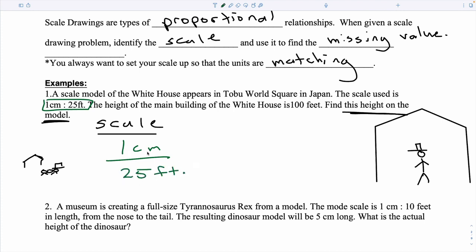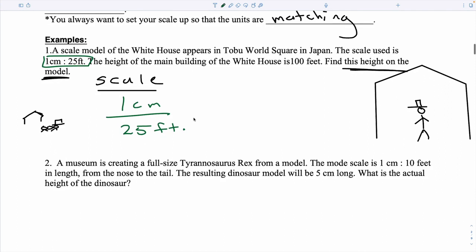Make sure your units are labeled. That's going to be very important. Then we're going to write the other side. They give us 100 feet for the White House. That's the actual height of it. Where would I write 100 feet? I want it to match. Tennyson, if you have a question, hand up. I want it to match this. Peyton, where would it go? It'd go on the bottom of the fraction. Since feet is on the bottom, match feet also with the other one.